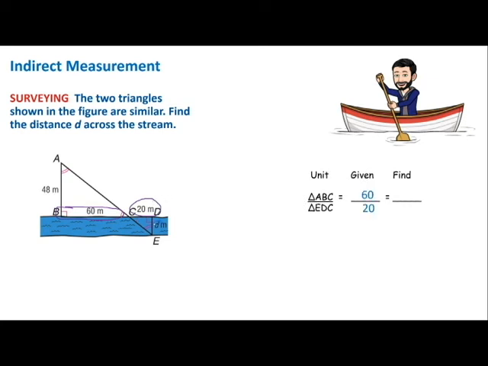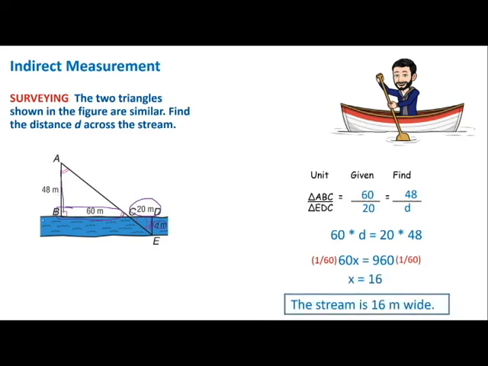And then I know I need to get D. D is going to be down here. That's what I'm trying to find out. It's from the right angle to the 2 tick marks. Right angle to the 2 tick marks is 48. And now you can use your means extremes property to work it out. The stream is 60 meters wide.